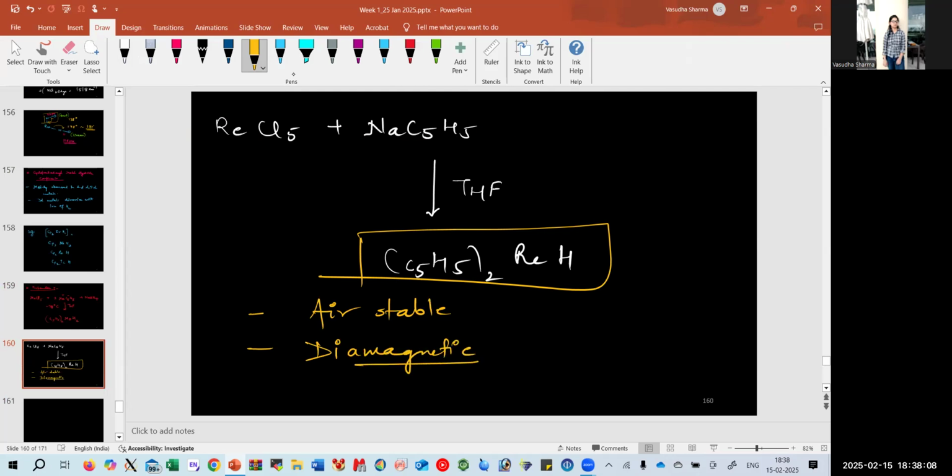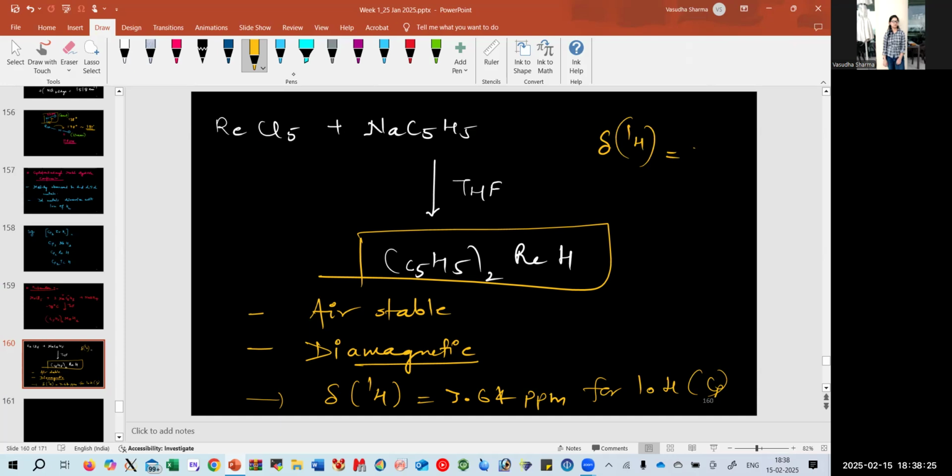If you compare it with Cp2 rhenium, its chemical shift is 3.64 ppm for 10 protons of Cp, and the delta 1H for rhenium hydride is minus 23.5 ppm. This hydride is minus 23.5 ppm. So this has been used for one of the first applications of proton NMR in organometallic chemistry. So this complex has been used in that particular system.